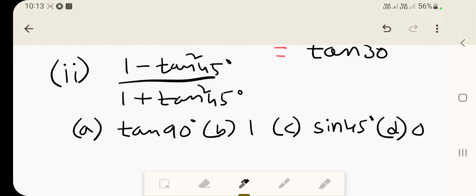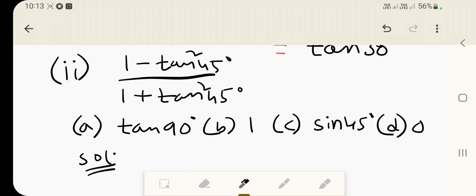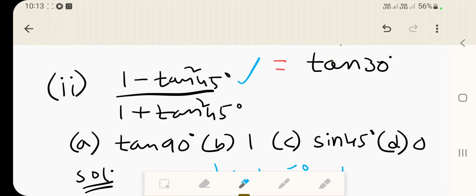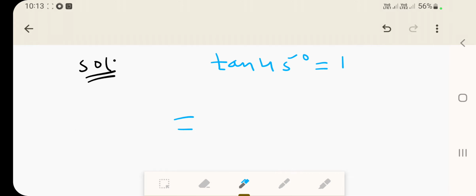Okay. So if you see the given question, that is 1 minus tan square 45, tan 45 you should know. First of all, you have to memorize these values. Tan 45 degrees is 1. So when we substitute in the numerator, that is 1 minus tan square 45, we get 1 minus 1 square. 1 minus 1 square divided by 1 plus 1 square, that is 1 minus 1 divided by 1 plus 1. We get 1 minus 1 is 0 divided by 2, that is equal to 0.